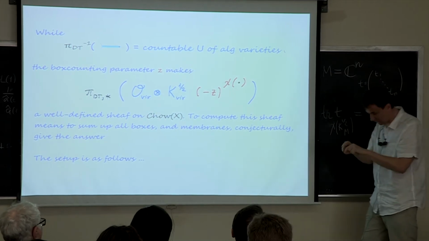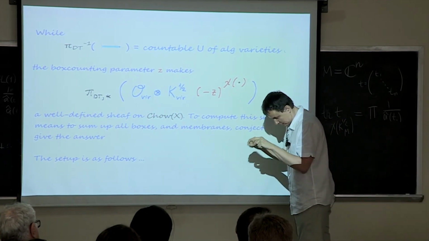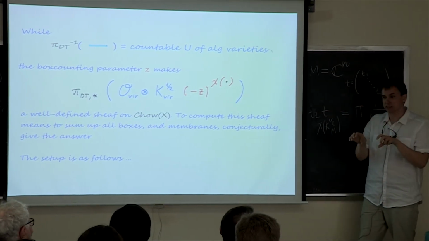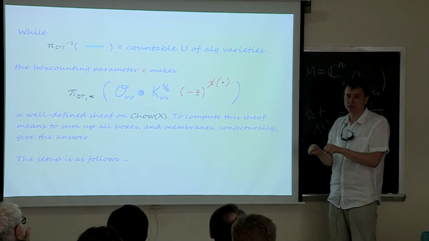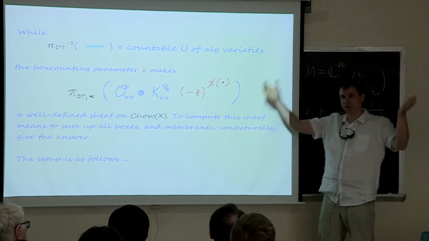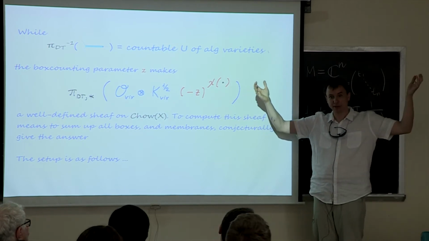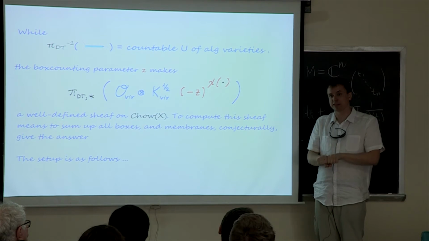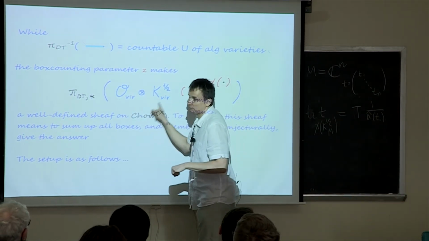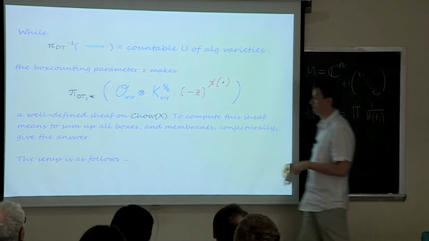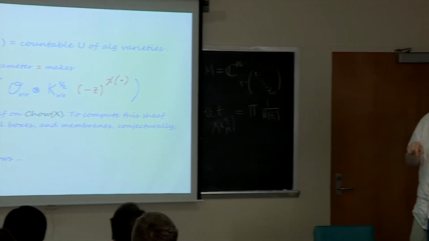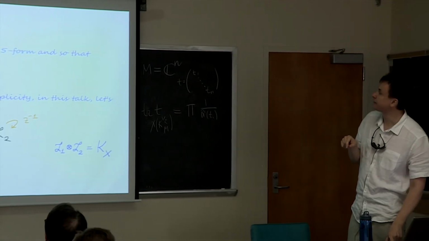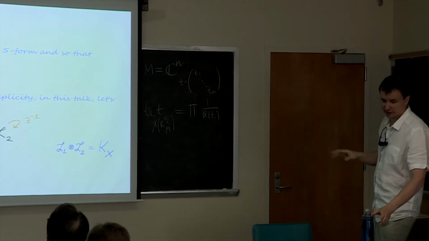And to describe that sheaf is another way of saying: for a fixed curve, sum up the boxes. What does this mean? I had some sheaf on the Hilbert scheme. I'm going to fix the cycle and sum up the boxes. That means I want to take my sheaf and push it forward under that map. All right. And so now the conjecture is that this is going to be summed up by those membranes. The setup is not the most general, but it's already non-trivial.